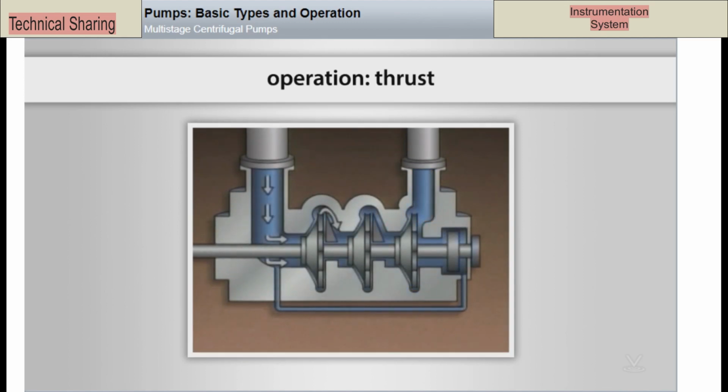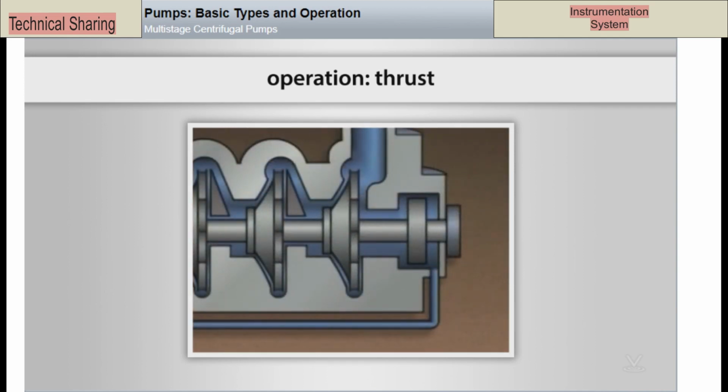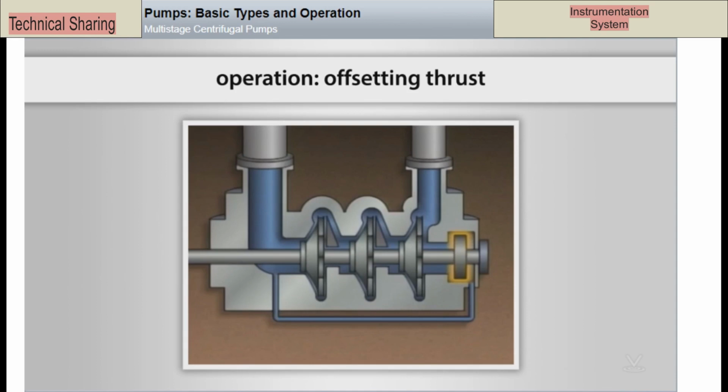Operation. Thrust. As the liquid passes through the pump, its pressure increases and it exerts a push on the impellers in each stage. This push or thrust is caused by the difference in pressure between the suction eye and the volute. The thrust is directed toward the suction eye. Operation. Offsetting thrust. In order for the pump to operate properly, the thrust must be offset.